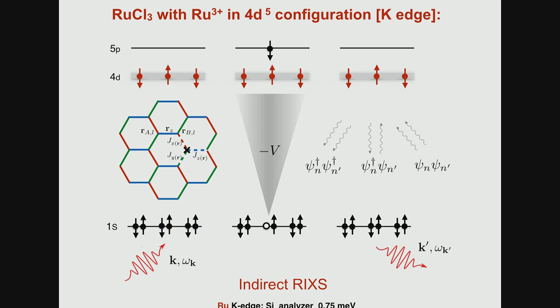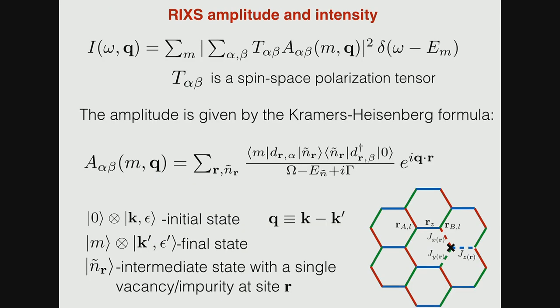But in this case, we are dealing with the indirect RIXS process, so the electron is excited from the core 1s level to 5p, and basically, it creates a core hole potential, which modifies the coupling around this particular site. This excitation intermediate state is very short lived. And then, once again, if the final state is like this, we can see the Majorana fermion excitation.